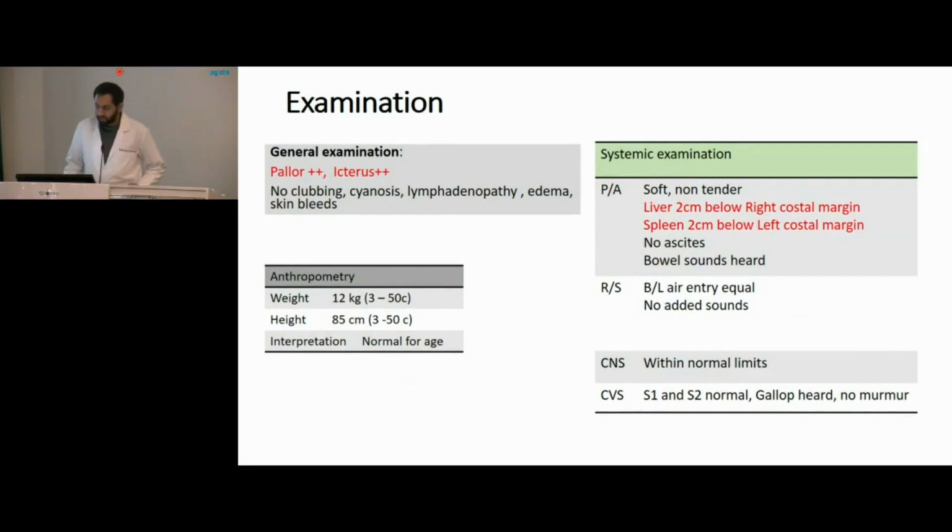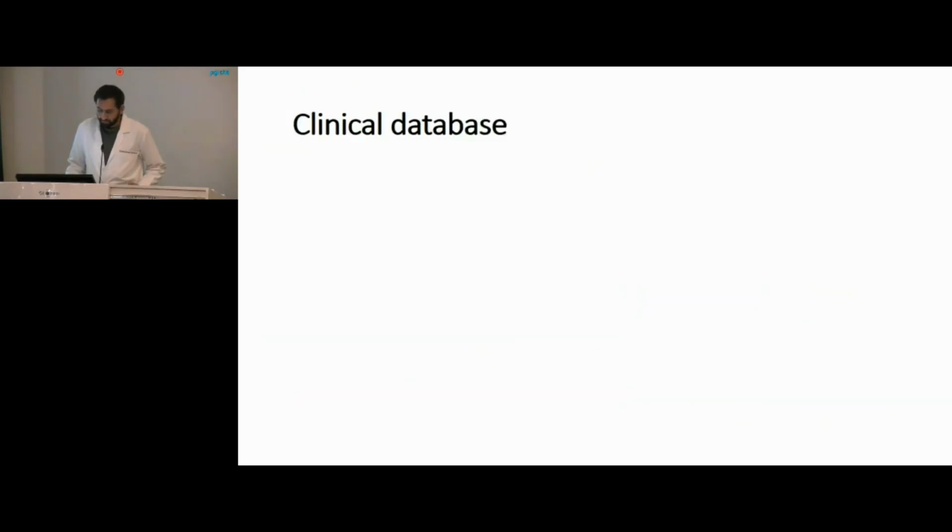On systemic examination, per abdomen, the abdomen was soft and non-tender. There was hepatosplenomegaly with liver 2 cm below the right costal margin and spleen 2 cm below the left costal margin. There was no ascites, and bowel sounds were heard. In the respiratory system, bilateral equal air entry was there. There were no added sounds, and CNS was within normal limits. In CVS, S1 and S2 were heard. Gallop was heard, and there was no murmur.